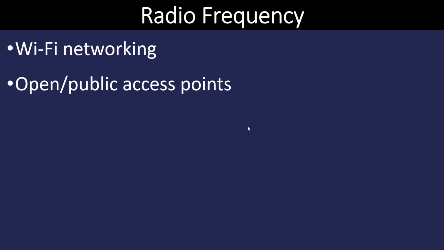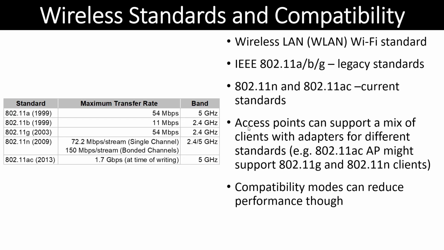So radio frequency is just our Wi-Fi networking. I think I would throw Bluetooth into this category as well. So we can do Wi-Fi networking at our home, so we set up our own. If we go outside our home, you'll find something called open or public access points, like at your restaurants and other businesses that you're allowed to use as a customer for free.